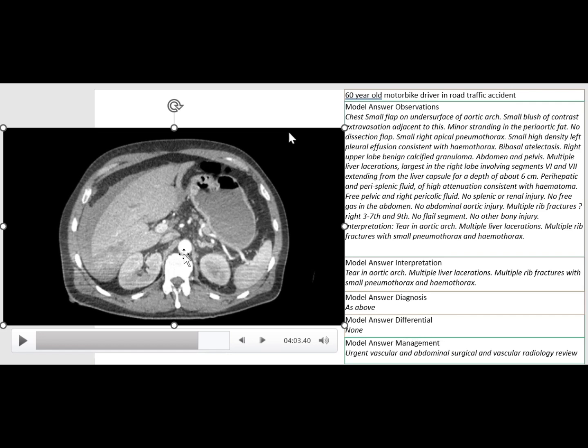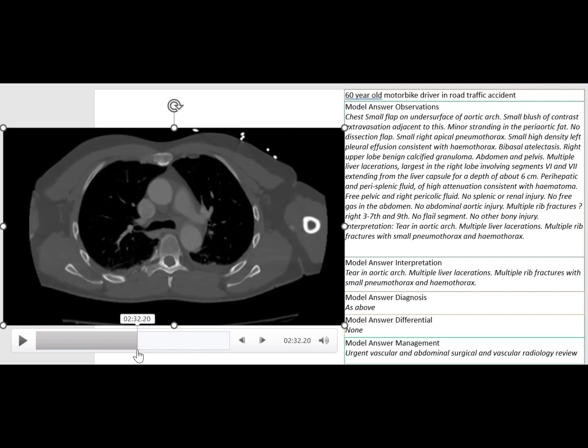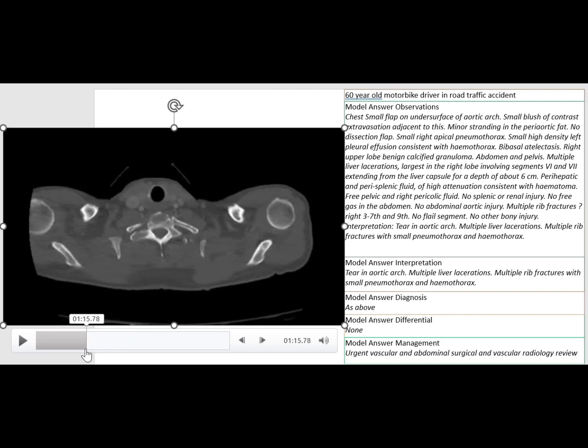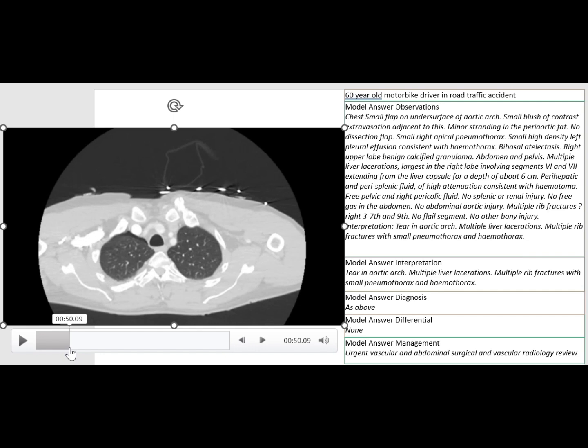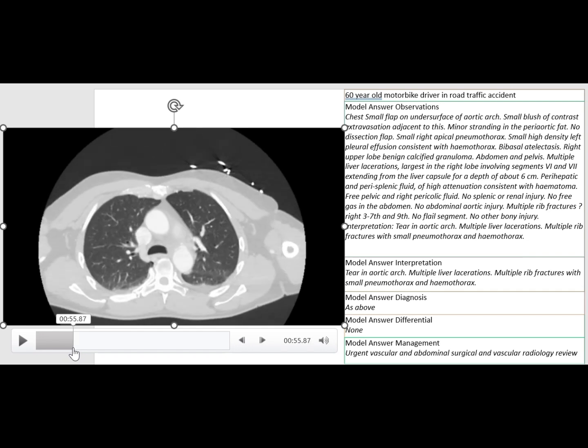Regarding the management of this patient, okay, for the hepatic lacerations, this patient needs urgent abdominal surgical referral. And for the aortic arch tear, this patient needs urgent vascular referral. That's it.